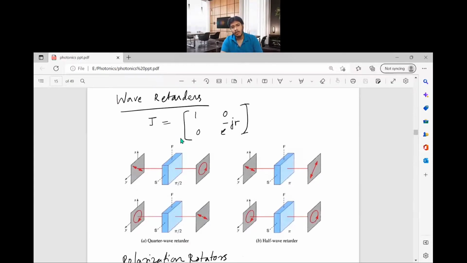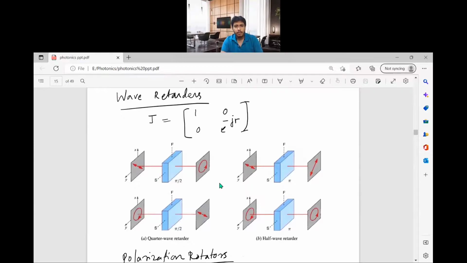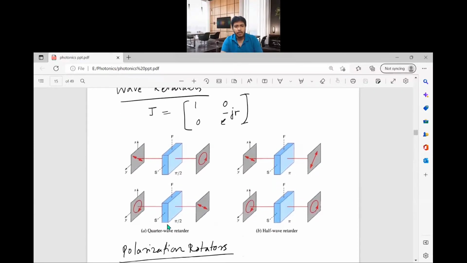So in the fast axis, the wave travels faster, and in the slow axis, the wave travels slower, because it depends on the refractive index. So in the fast axis, the refractive index is less, so light will travel faster, and in the slow axis the refractive index is high, so light will travel slower. So by this, it will change the polarization. So there are two types of wave retarders. One is the quarter wave retarder, one is the half wave retarder. The quarter wave retarder will change one polarization to another polarization, like the linear polarization.